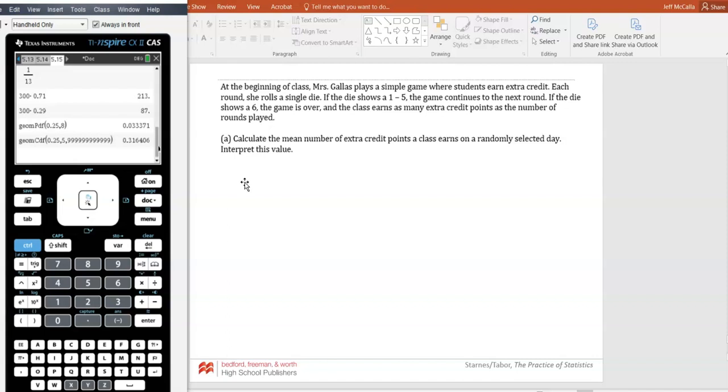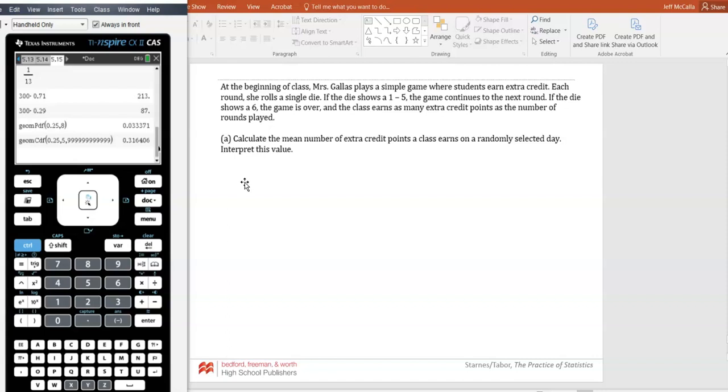Beginning of the class, Mrs. Gauss plays a simple game where students earn extra credit. Each round, she rolls a single die. If the die shows a 1 through 5, the game continues to the next round. If the die shows a 6, the game is over. The first 6, and it's over. The class can earn as many extra credit points as rounds played.